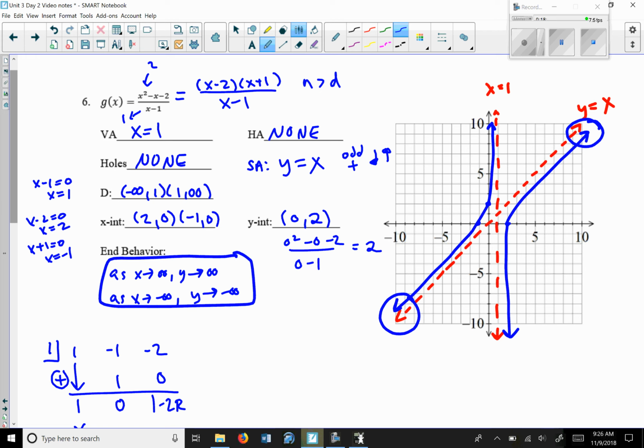And of course, we could always graph this in our graphing calculator to double check our work. And so that's it for our graphs of rational functions, and so now we've also graphed our slant asymptotes.